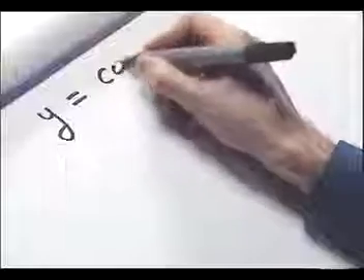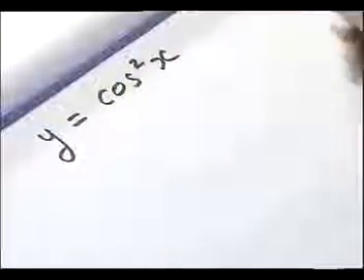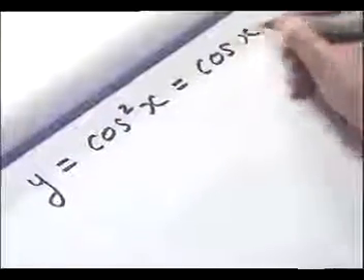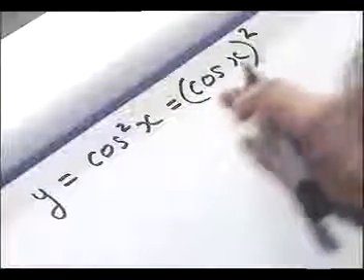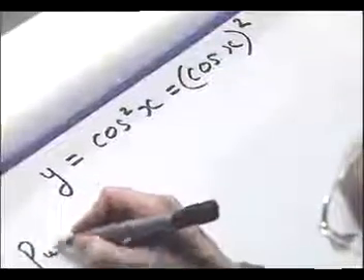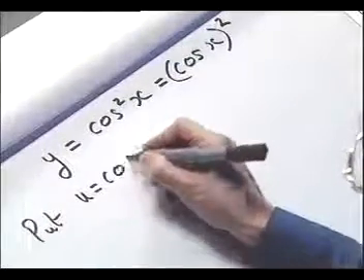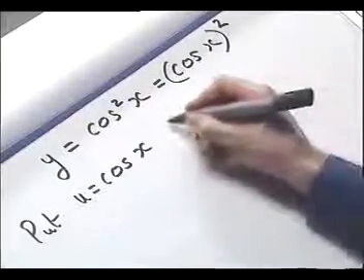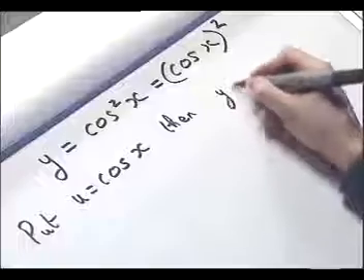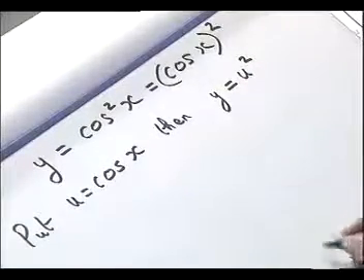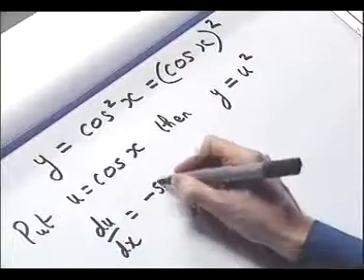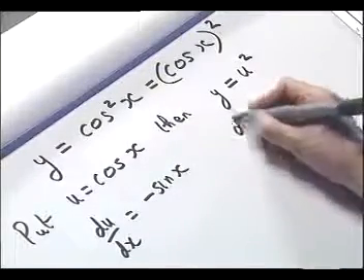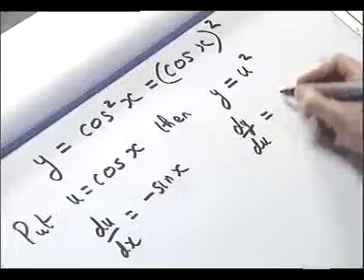Let's have a look at the other one that we had. Y equals cos squared x. And let's remember that meant the cos of x all squared. So that this is now the g of x. And so we will put u equals cos of x, and then y is equal to u squared. I can calculate du by dx, that's minus sine x, and I can calculate dy by du, that's 2u.